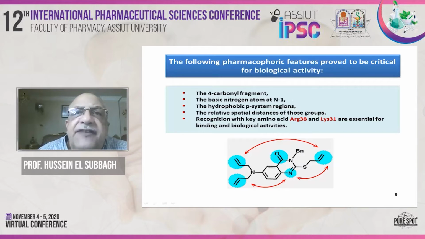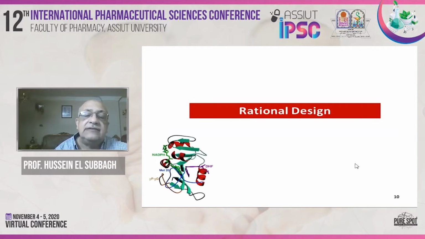From those previous three studies, we managed to come up with a general recommendation about the structure activity relationship. The carbonyl group is essential. The basic nitrogen is essential. The pi-electron system and their interspatial distances are essential for activity. Those types of compounds are always in the enzyme pocket, attached to arginine and lysine residues of amino acid.